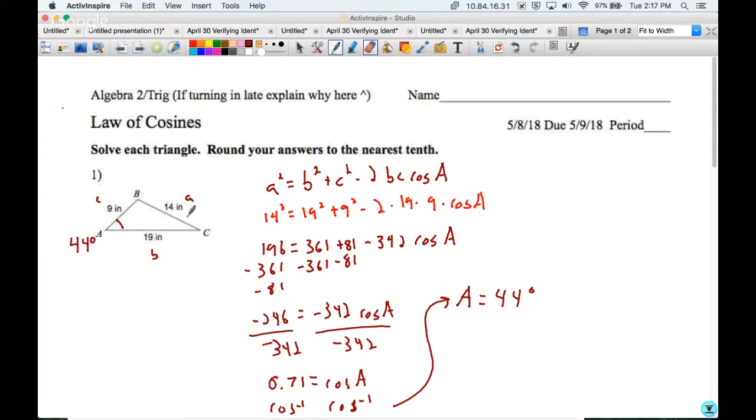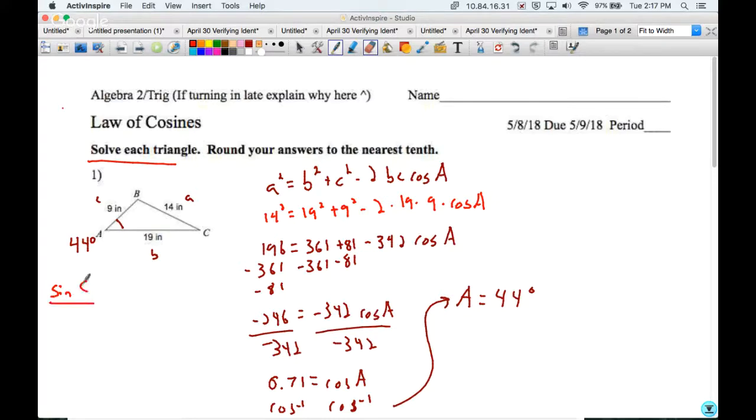So 44 degrees. Now, I don't know if I mentioned this, but solving a triangle means that we have to find all 3 angles and all 3 side lengths. We've got 1 down. But having that 1 now opens up the door to doing law of sines to find the others. I'm going to find angle C next.